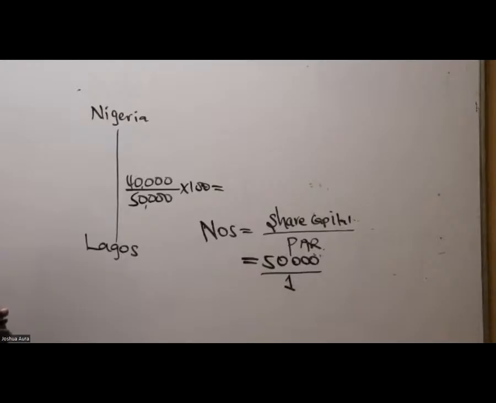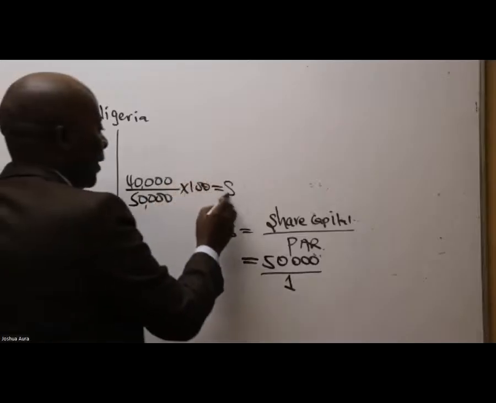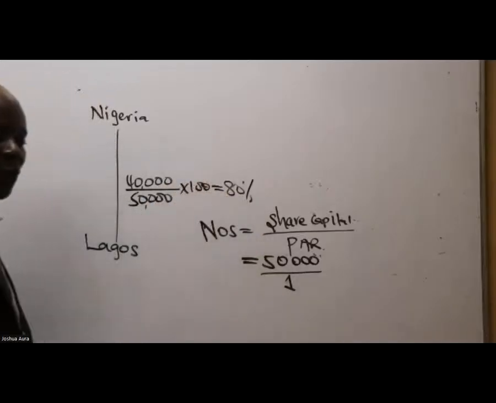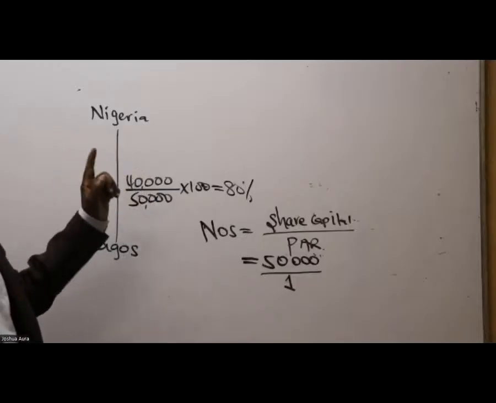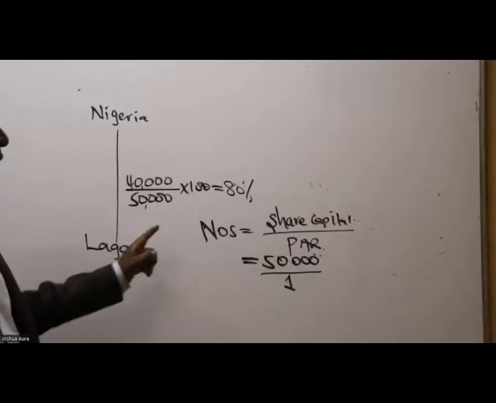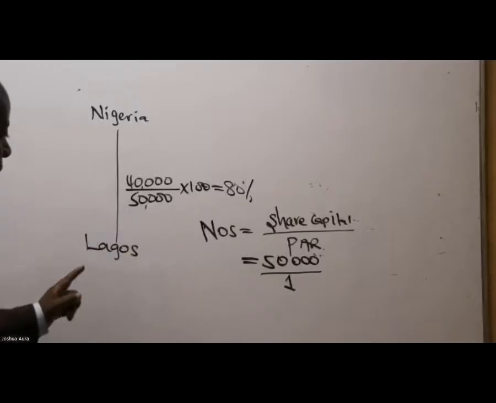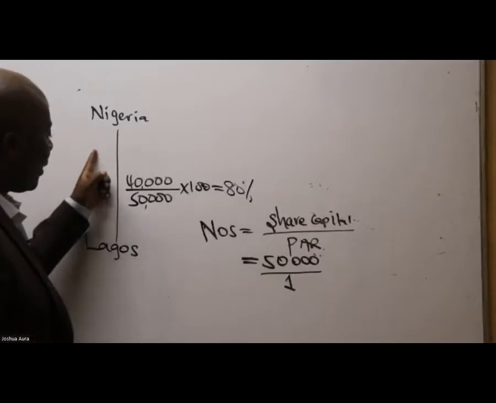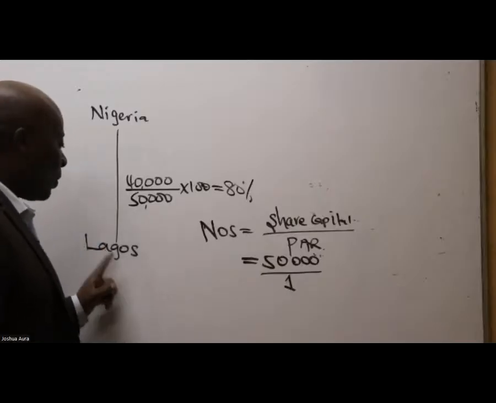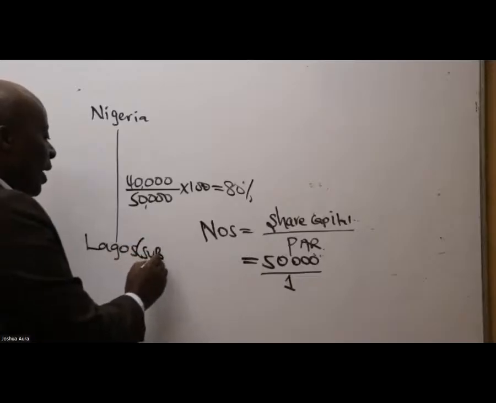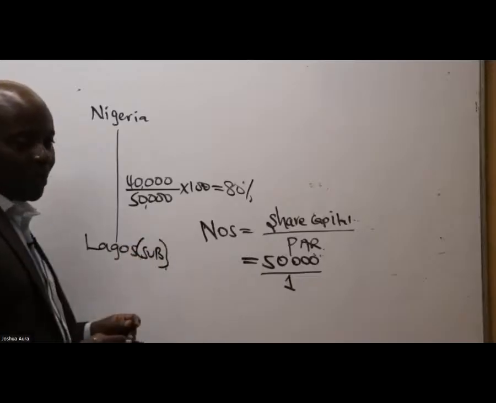Please give me the figure. What are we getting here? 80%. Nimrod is telling me 80%. What do you think of 80%? Don't you think 80% is way too high? Automatically, that means control. It means Nigeria is controlling BBGH, which automatically becomes our subsidiary.